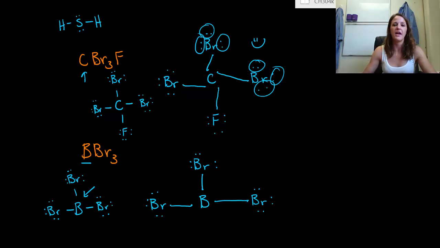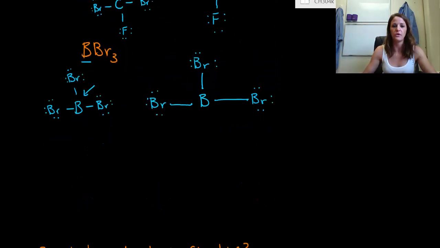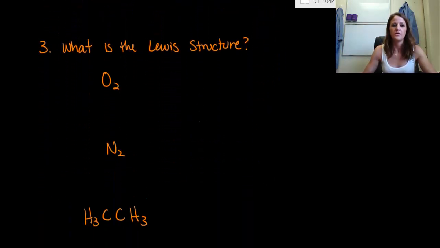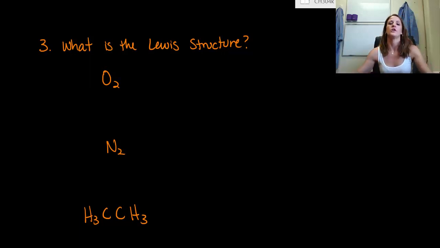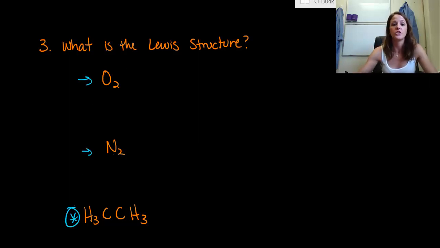All right, so now I believe I have at least one more structure for you here. One more question. What is the Lewis structure of oxygen, nitrogen, and then this complex organic molecule down here? So now, easy one, hard. Oxygen and nitrogen should be something that you can just go and have it drawn out immediately. Go. All right, did you get an answer? Hopefully you did. Oxygen and nitrogen, like I said, are ones that you just need to have in your back pocket. You need to just know what those look like.